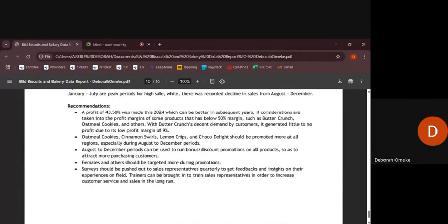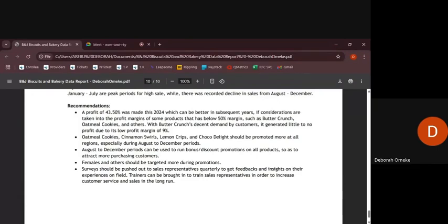So what are the recommendations for the organization? Number one recommendation is that since a profit of 43.50% was made in 2024, it can be better in subsequent years if considerations are taken into the profit margins of some products which are below 50%. For example, Butter Crunch, which had 9%, even though it had decent demand by customers and was among the highest biscuits in demand, due to the low profit margin, it didn't really yield much. So if this can be looked into, the profit margin for subsequent years will be better.